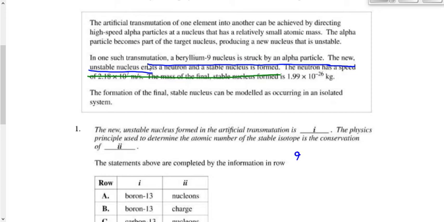We've got beryllium-9, which has an atomic number of 4. It's bombarded by an alpha particle or struck by an alpha particle. Is this alpha decay? Would we call this alpha decay? No, this is an artificial transmutation equation because it's alpha on the left-hand side. We're striking the beryllium with the alpha particle. We're producing a new unstable nucleus, a single unstable nucleus, which is going to be what? 4 plus 9 is 13. 4 plus 2 is 6. Looks like it's going to be carbon-13.